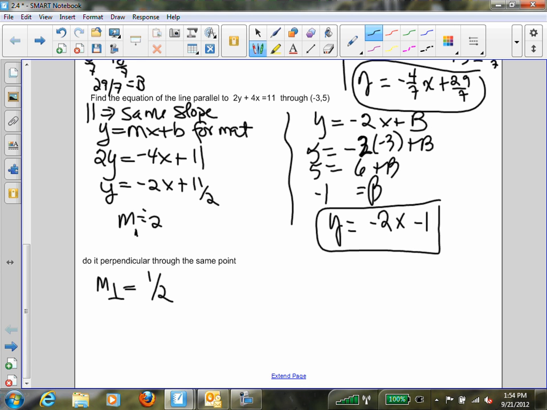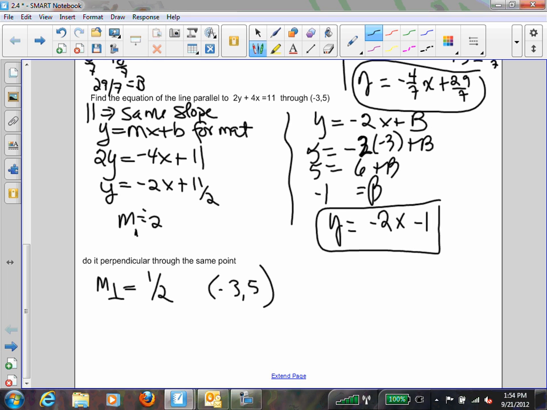Okay. All right. So we're going to use the same point of negative 3, 5, but now our slope is 1/2. You finish the problem. So remember, perpendicular lines are opposite and change it from positive to the negative or vice versa.